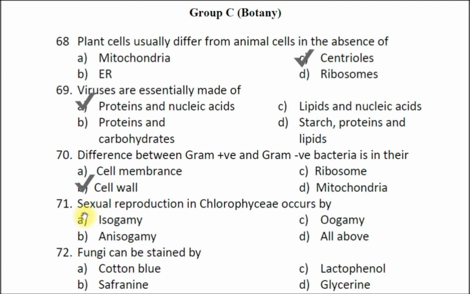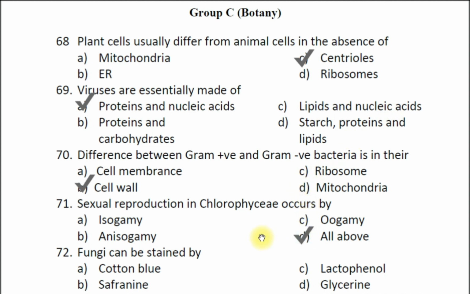Question number 71. Sexual reproduction in Chlorophycaceae occurs by A. isogamy, B. anisogamy, C. eugamy, D. all of the above. The correct one is the option D, which is all of the above.